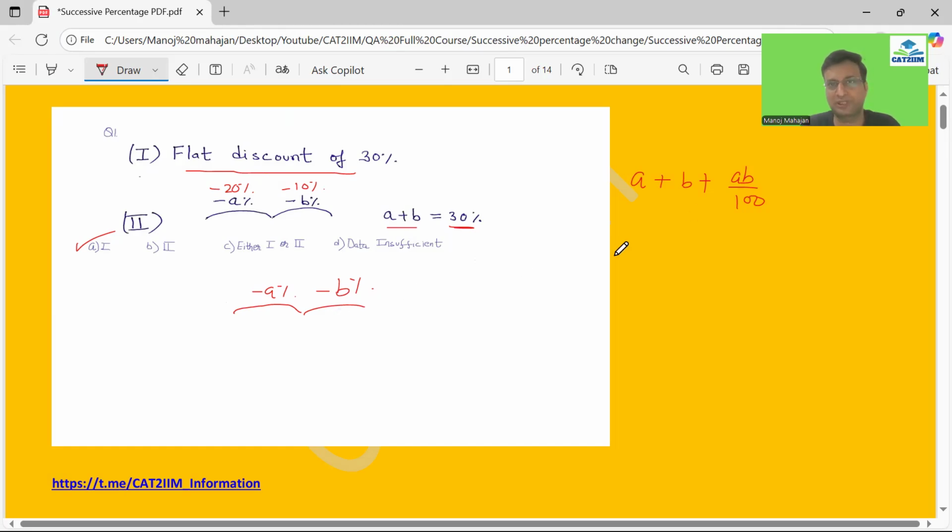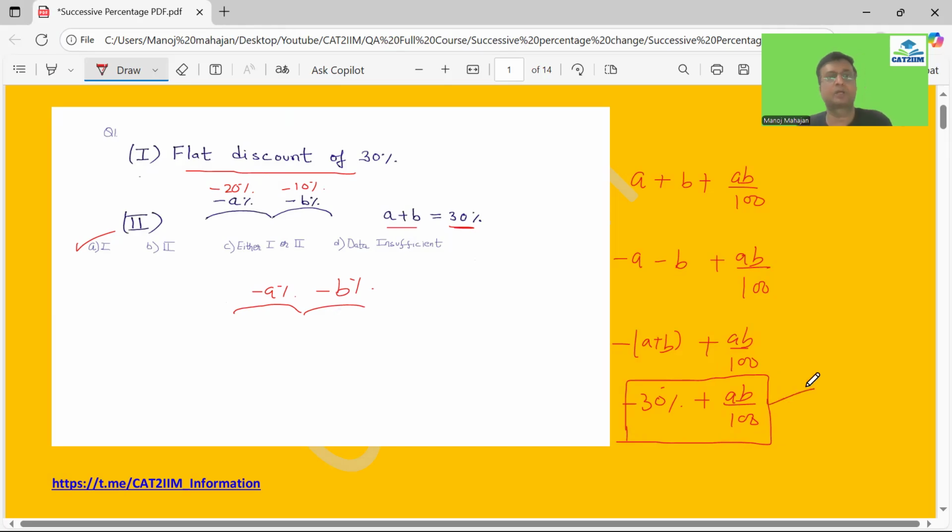So let's say if I use the sign over here, minus A, minus B, minus minus would become plus. So what we have over here is, let's say, minus A plus B plus A into B by 100. So what is A plus B? 30. So one thing is very sure that the net discount which is going to come up over here is going to be less than 30% because we are adding a positive quantity A into B by 100. So in the first option, you get a flat discount of 30%. So you should definitely go for that.